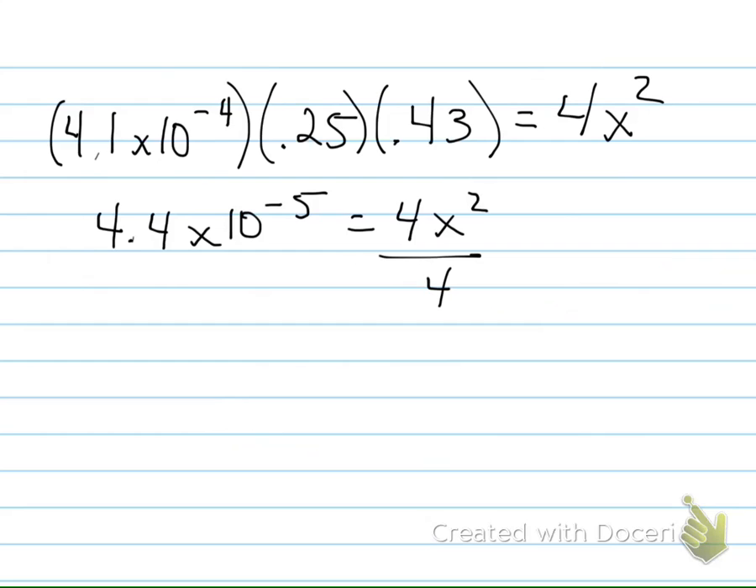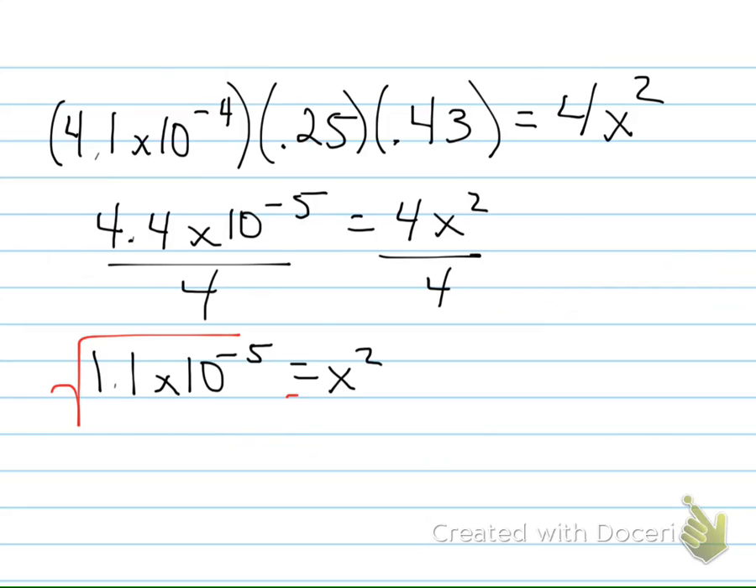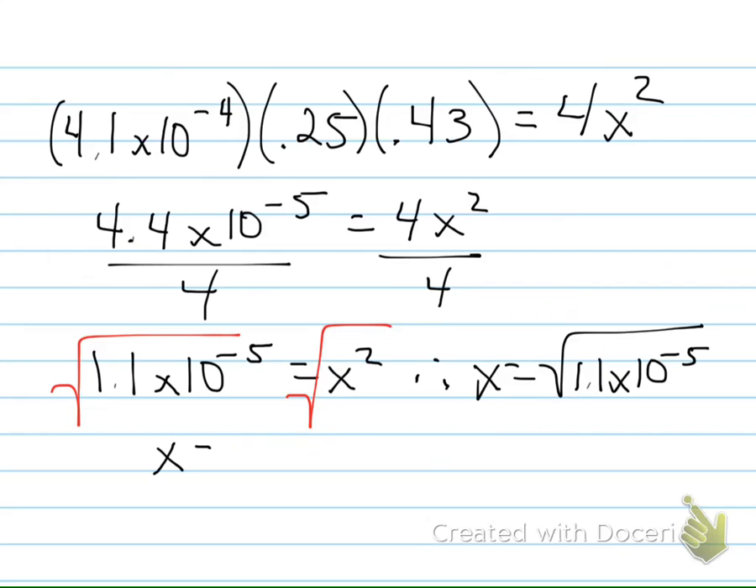Dividing both sides by 4. Mental math here I hope you can do. 1.1 times 10 to the negative 5th equals x squared. Take the square root of both sides. Therefore, x equals the square root of 1.1 times 10 to the negative 5th, and x equals 3.3 times 10 to the negative 3rd molar.